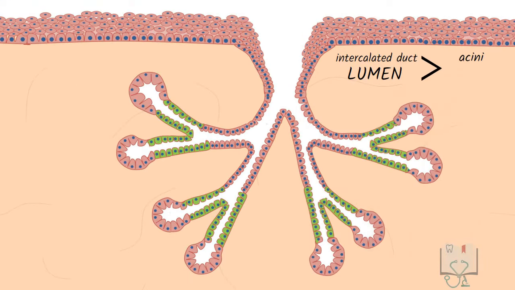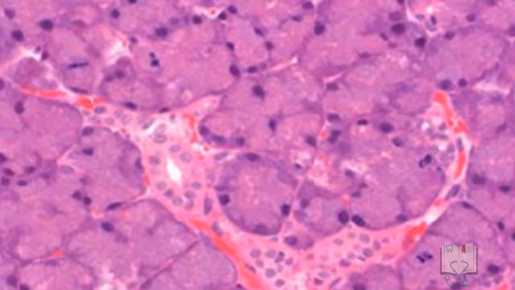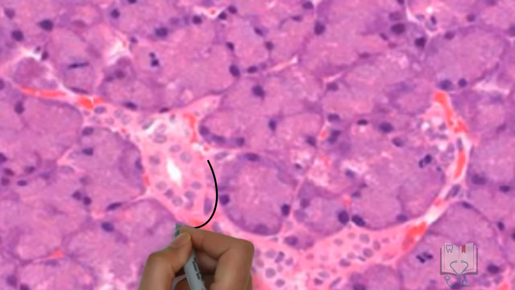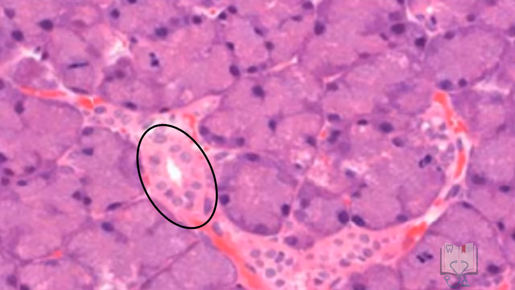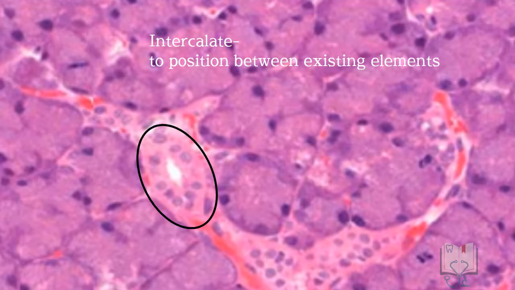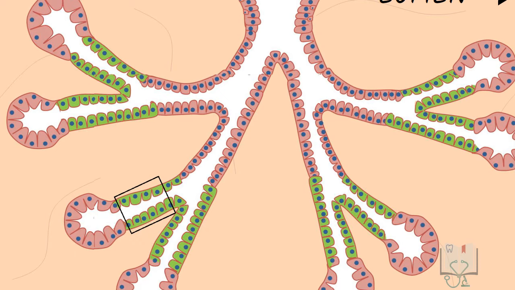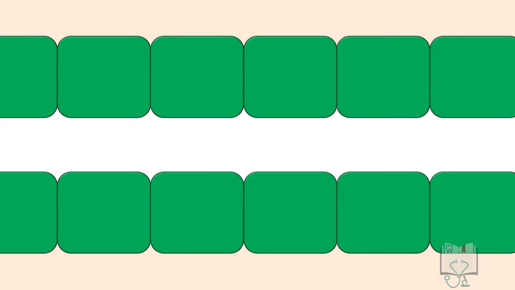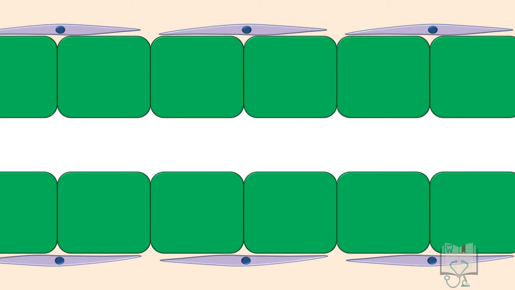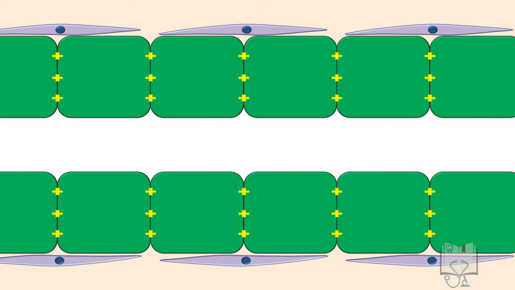Their lumen is just wider than that of the acini. In histology, they sometimes appear pressed between the acini, hence the name intercalated. These ducts are lined by simple cuboidal epithelium, that is, a single layer of cuboidal cells, though myoepithelial cells may be present adjacent to these cells. The ductal cells have intercellular junctions and desmosomes with myoepithelial cells.